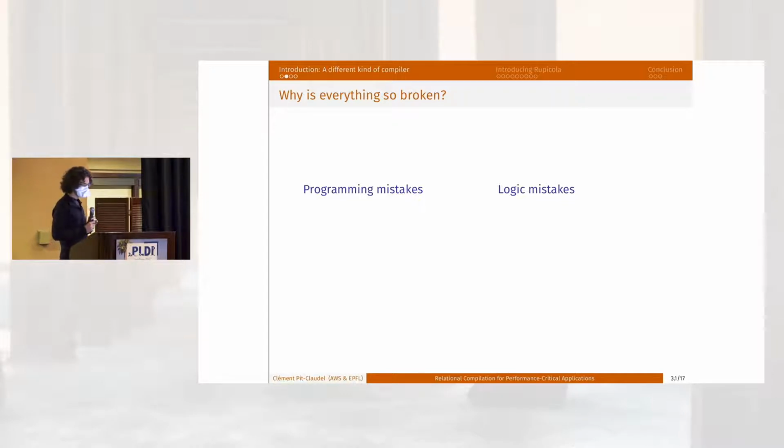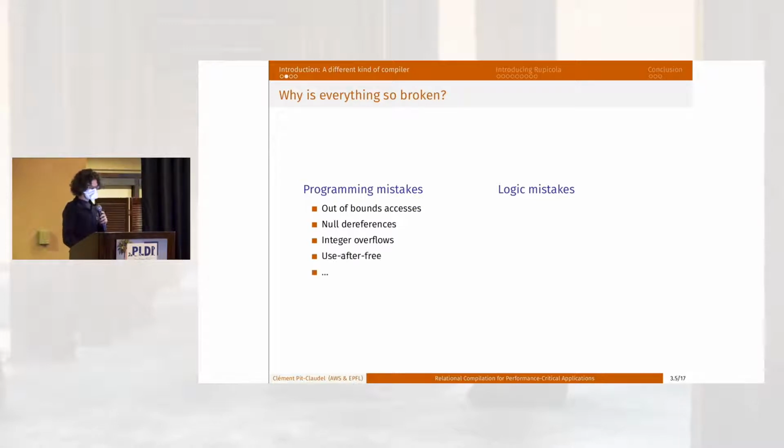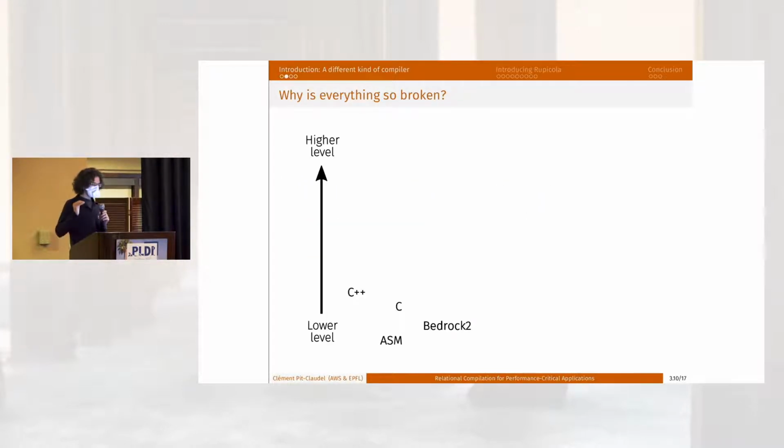There's programming mistakes, which are low-level bugs, like out-of-bound accesses, or null dereferences, or integer overflows, or use after free. And then there are logic mistakes, which are errors in the implementation of the business logic, cases where the implemented functionality of the software does not line up with its creator's original intent, like incorrect information flow, or incorrect access controls, or broken algorithms.